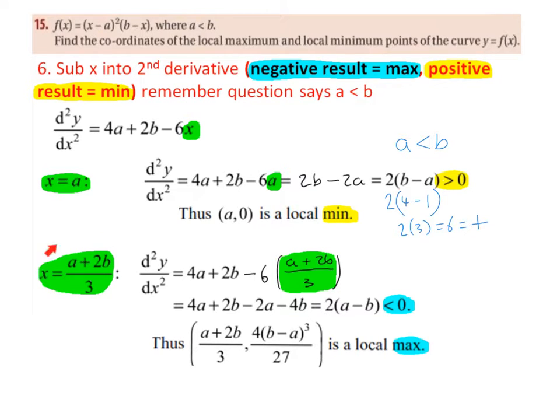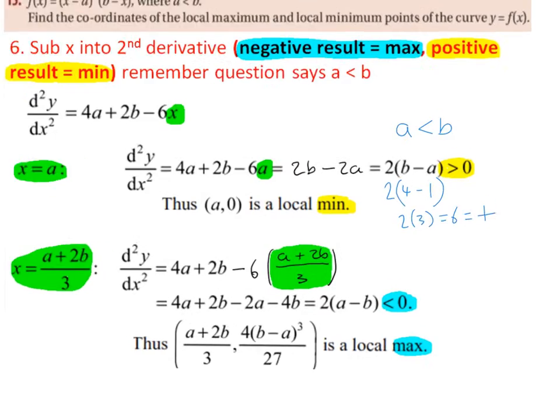Now we're going to do the same with x equal to (a plus 2b) over 3. So we swap that x for a set of brackets and put (a plus 2b) over 3 in it. Next, we bring down the 4a and the plus 2b, and then we multiply in the minus 6. So minus 6 times a is minus 6a, divided by 3 is minus 2a. Minus 6 times 2b is minus 12b, divided by 3 is minus 4b. And then we simplify and we factorize. 4a minus 2a is 2a, and 2b minus 4b is minus 2b. Factorizing gives 2 times (a minus b), which is going to be less than 0, no matter what a and b value you have, because again, remember, a is less than b.